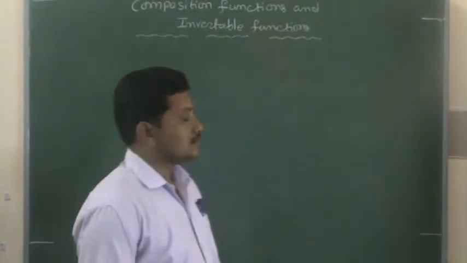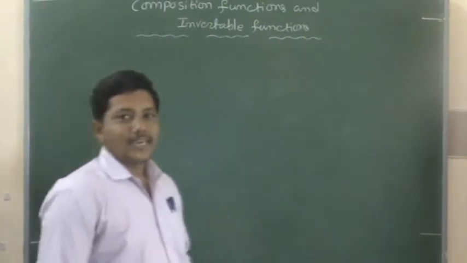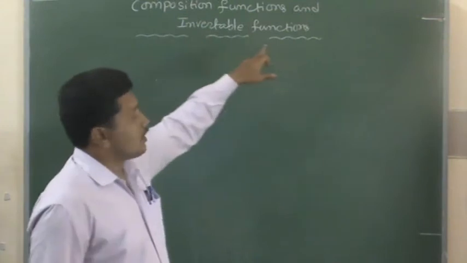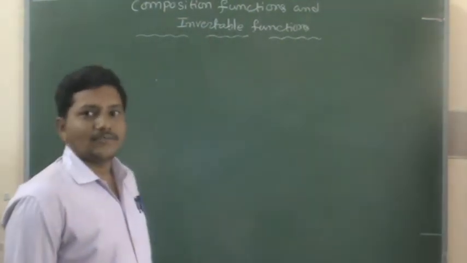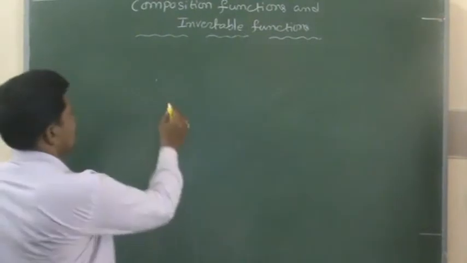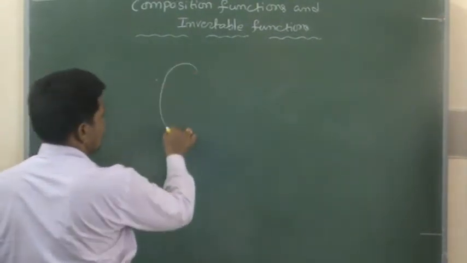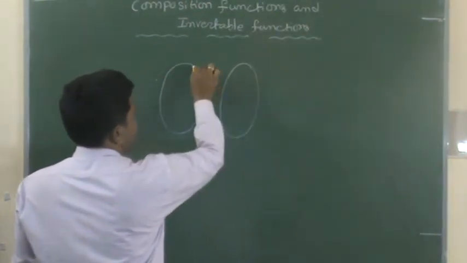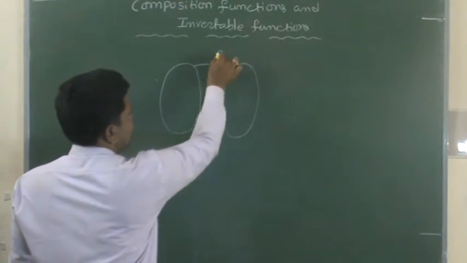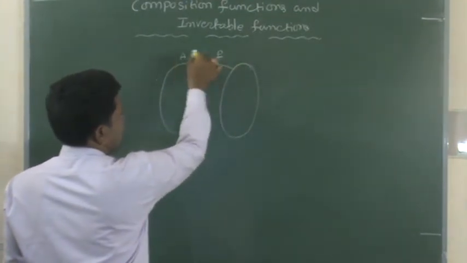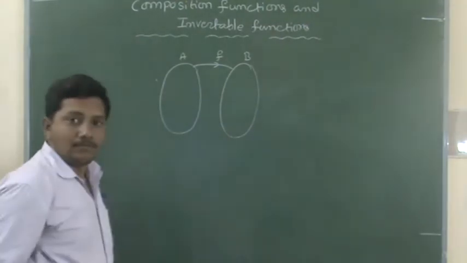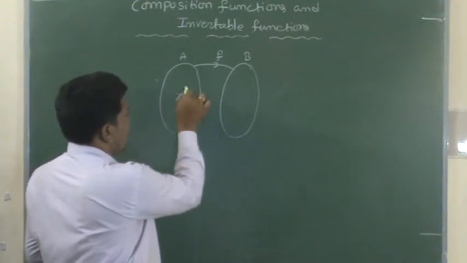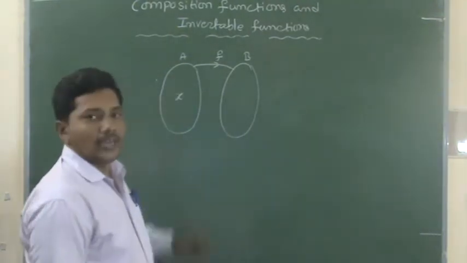Good morning, students. So today we start exercise 1.3, composition of functions and invertible functions. So what is the meaning of composition? First, suppose the function f is mapping from A to B. What is this meaning? Here there exists x belongs to A.